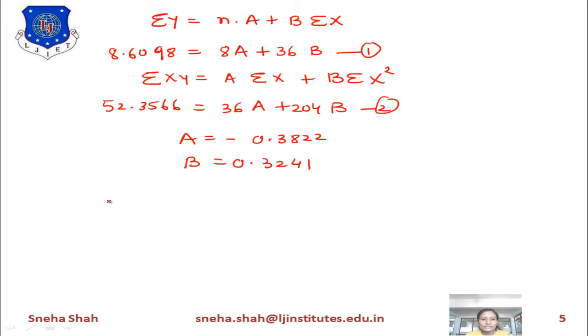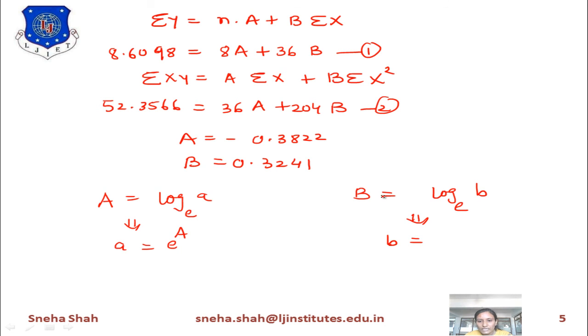Now from these two terms A and B, we will derive the values of small a, small b. As you know, capital A equals log a base e and capital B equals log b base e. Now from this we want to find the value of a. So what is the value of a? E goes over here, so it becomes e raised to A. Similarly, we derive the value of small b: e goes over here, so e raised to B.